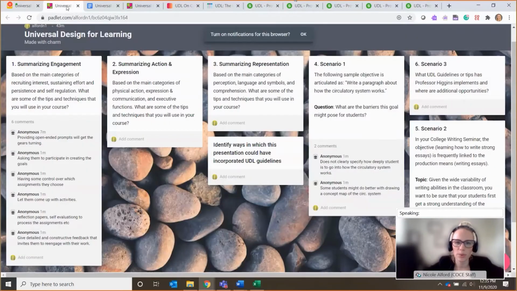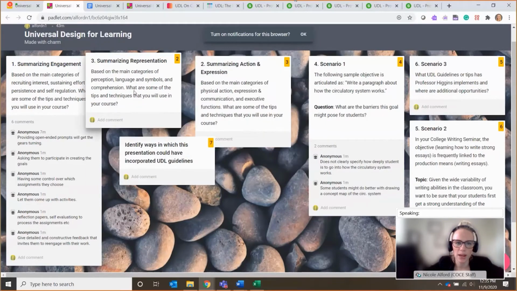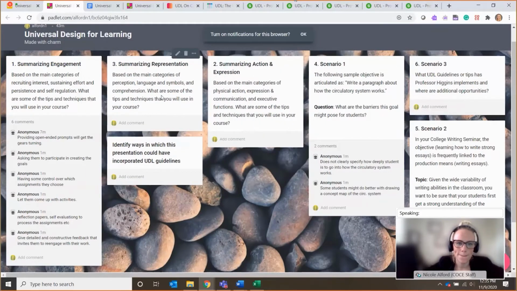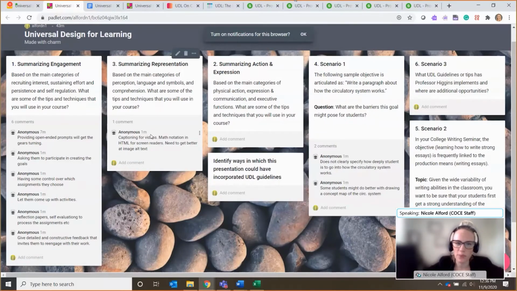Oh, I am so sorry. We are on representation. I have these in the wrong order. I apologize. I do love these comments already on scenario 1. And so maybe we'll speed past action and expression, in just about 5 minutes, so that we can get to that scenario and talk a little bit more about rewriting that objective.